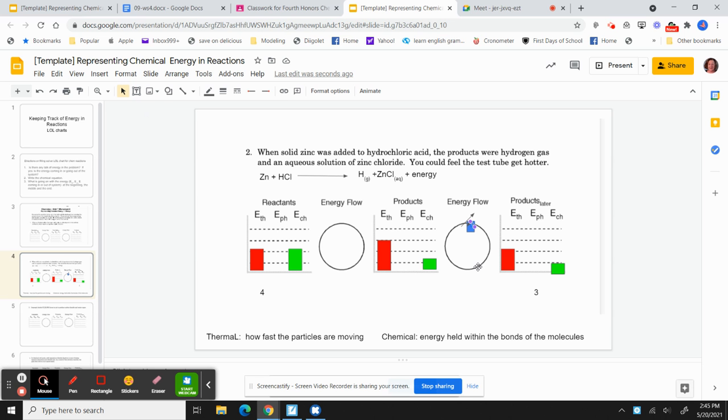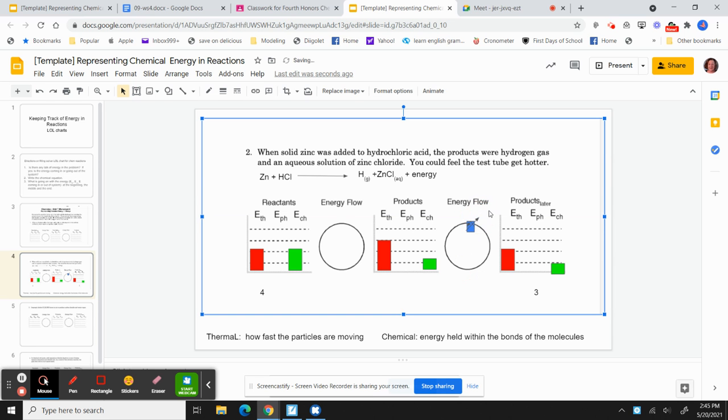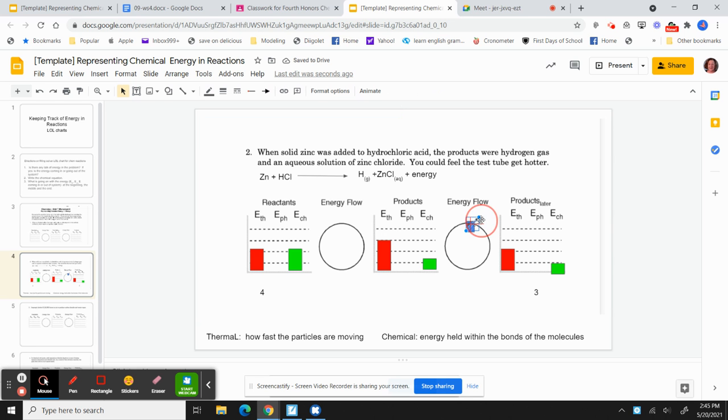All right, so you have to show it leaving the system. So this will be your answer, you guys. This is your answer for what happened to the energy. We can account for it now because we started out with 4 bars and we're ending with 4 bars, right?